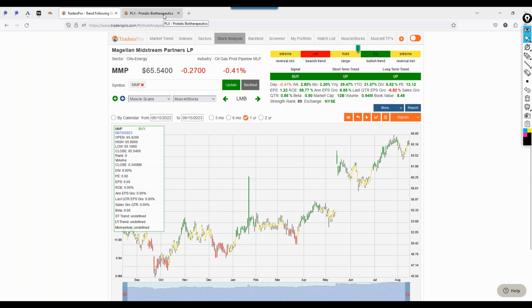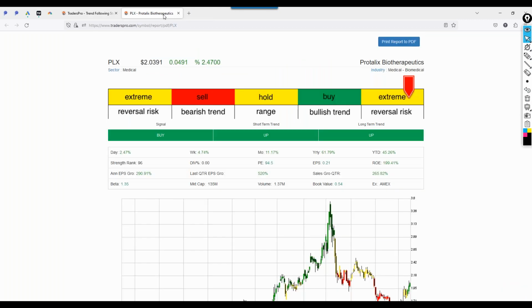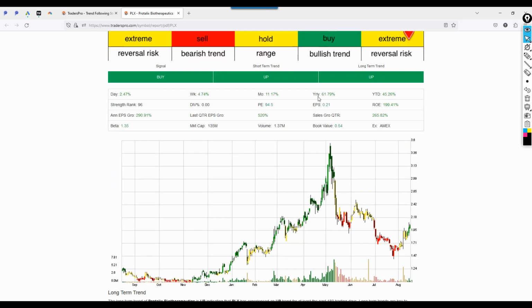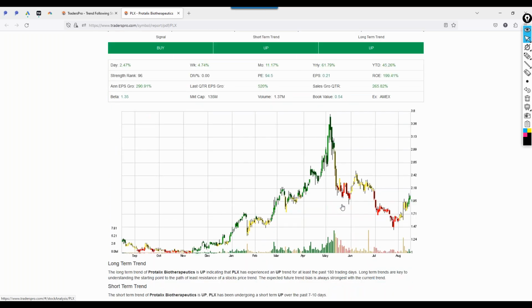Now, let's talk about one stock here. This is the stock I wanted to focus on today, PLX. It's an interesting little biotech stock. It actually had the buy signal on it 3 days ago, and it's had a pretty deep retracement. Obviously, these biotech stocks are very aggressive, very high volatility and risk. So certainly, it would be a small portion of the portfolio.